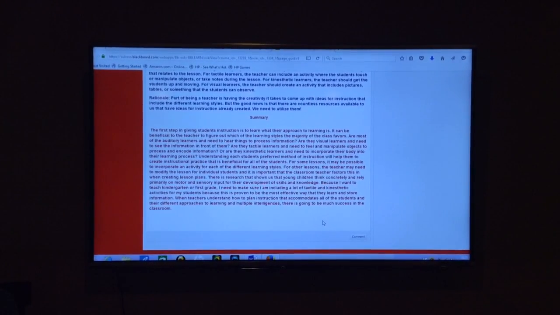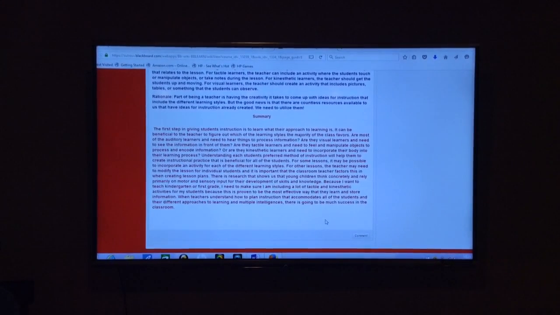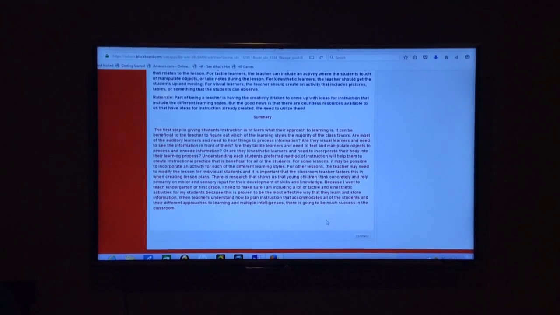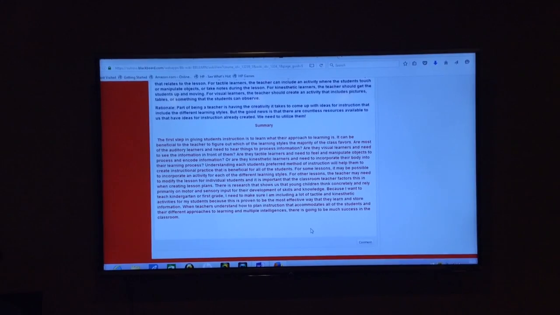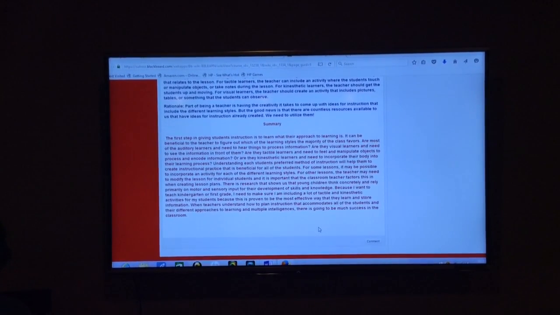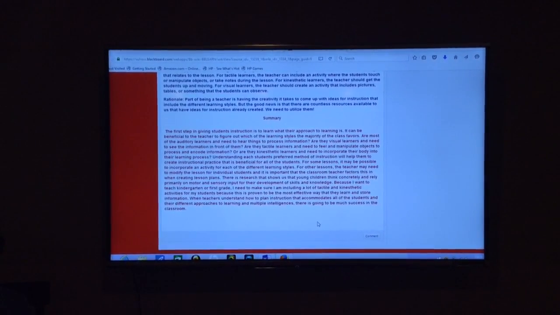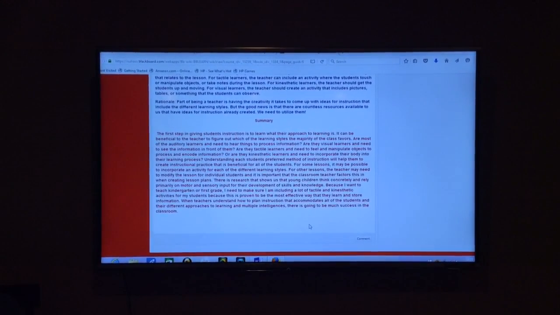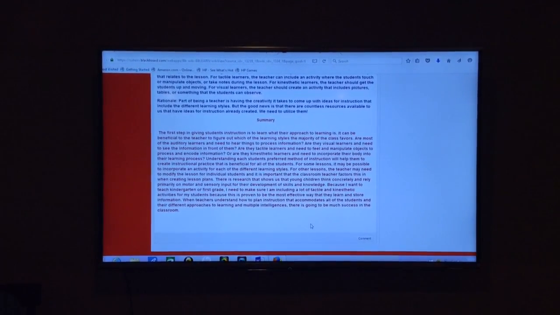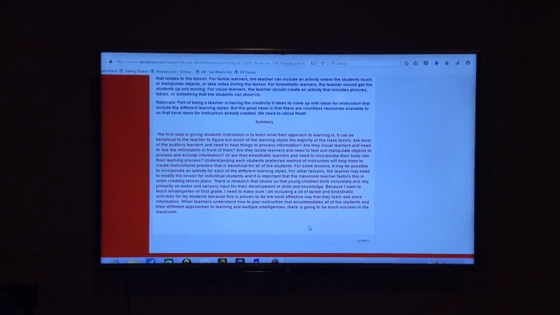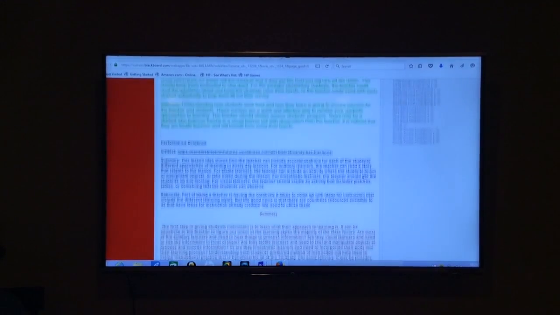So I did include in there that I do want to teach kindergarten or first grade, and so I need to make sure I'm including a lot of tactile and kinesthetic activities for my students, because that is proven to be the most effective way that they learn and store information, because they're little and that's just a proven way of how the little ones can learn information and encode it. So when teachers understand how to plan instruction that accommodates all the students and their different approaches to learning and multiple intelligences, there's going to be much success in the classroom. And that is competency 4.